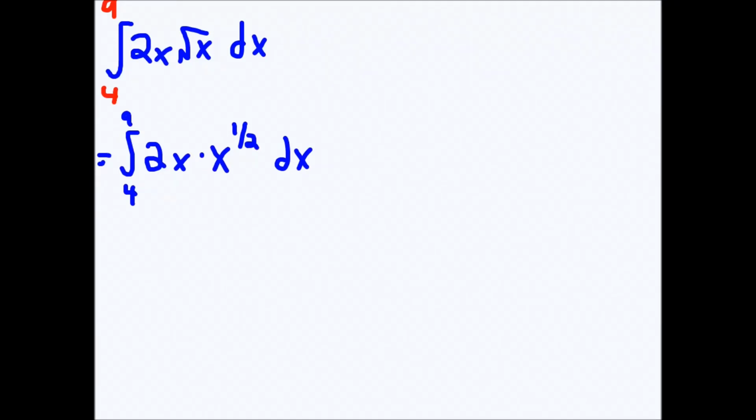Alright, now if I try to take the integral from here, I'm not really going to get anything nice because I have two separate x terms here. So what we're going to do is combine them together into one to make the integration a lot simpler. So this is the integral 4 to 9 again of 2, and then I know that an x by itself really has the power of 1. So when I multiply these two together, since they have the same base of x, I'm going to add their powers. So 1 plus 1/2 is going to get me an x to the 3/2 dx.